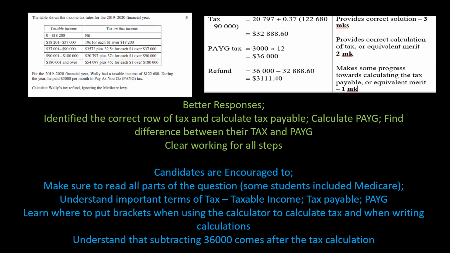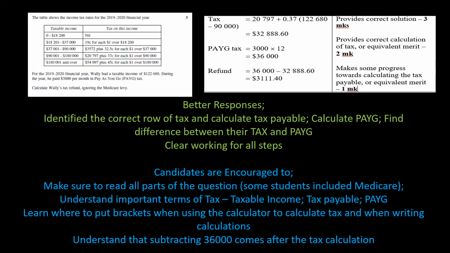Okay, so better responses: candidates identified the correct row of tax and calculated tax payable. They calculated the PAYG, and they found the difference between their tax and PAYG. Students that had the most success to gain 3 or 4 marks clearly showed all steps, clearly well communicated on paper, for these questions.